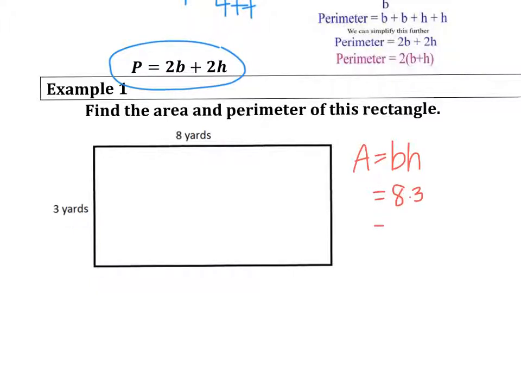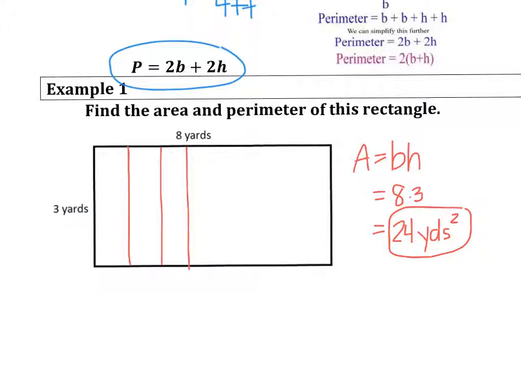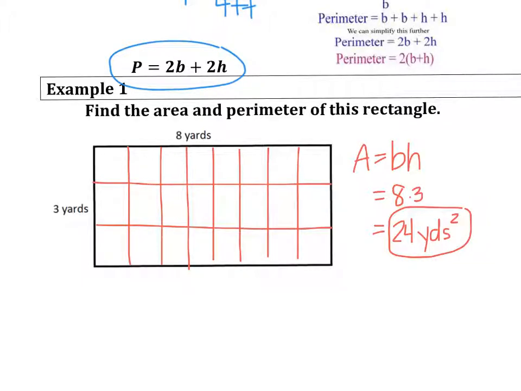The arithmetic behind this is not very difficult. 8 times 3 is 24. My units were in yards, so this is going to be yards, and we're literally finding how many squares fit in there, so it's yards squared. Let me break it down for you. If I break it into 8s, and then this side by 3s, you're literally counting how many 1 by 1 squares fit inside the shape, which is 24.